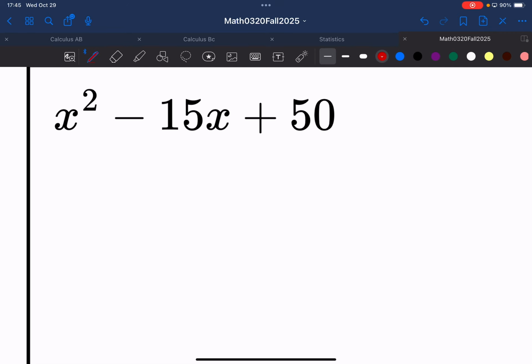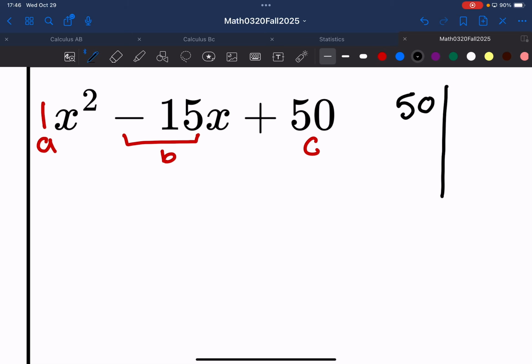Okay, so our first step is again to label A, B, and C. So what is A? 1. Remember, it's always the number in front. So for these notes, A is always going to be 1, but we just want to get in the habit of labeling A as well. What about B? -15. And then C? 50. Good, +50. So then we need to find two numbers that multiply to 50 but add to -15.